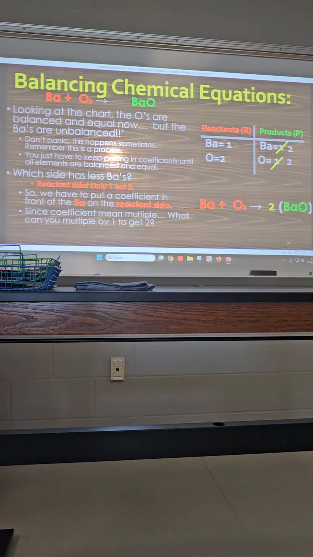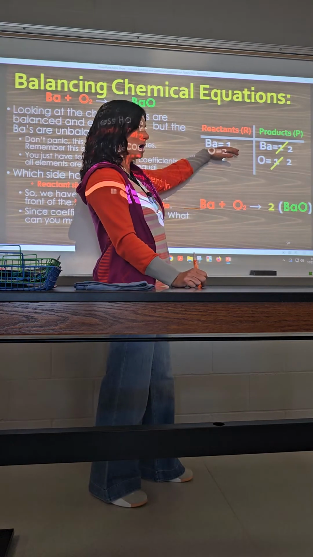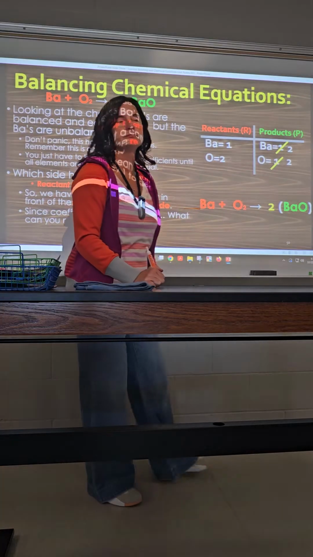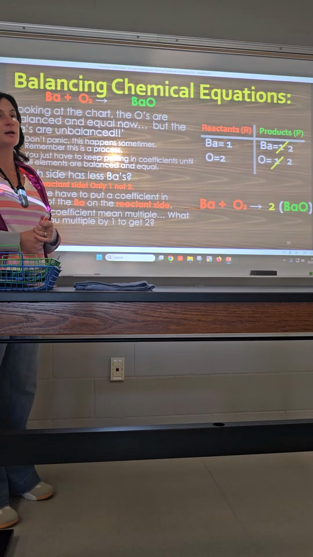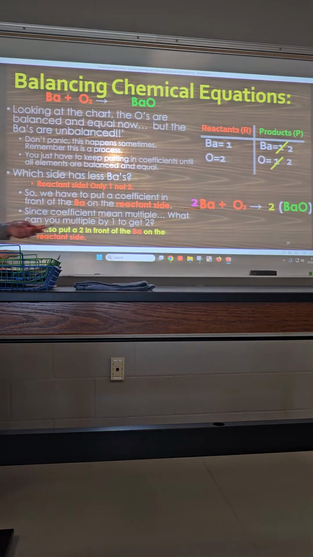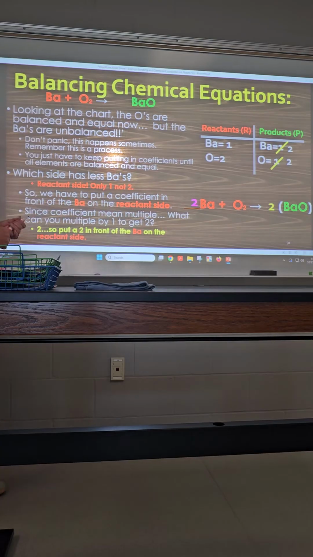And coefficients mean multiply. So I can ask myself, what can I multiply by 1 so that I get a 2? Again, it's going to be pretty simple math. What can I multiply by 1, Allison, to get a 2? 2. Okay. So we put a 2 in there.